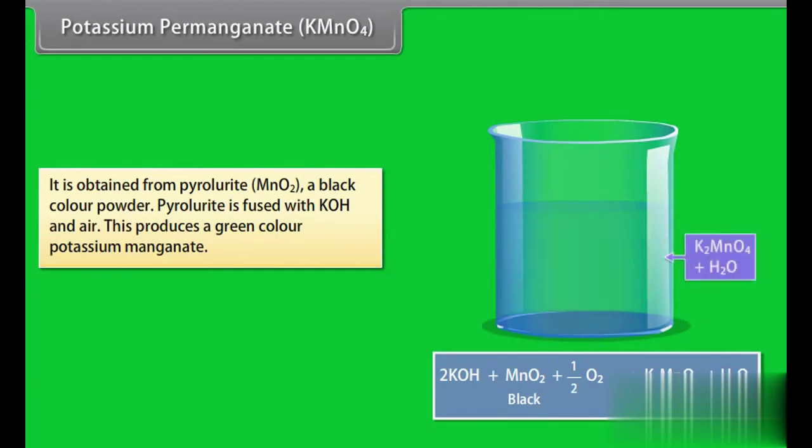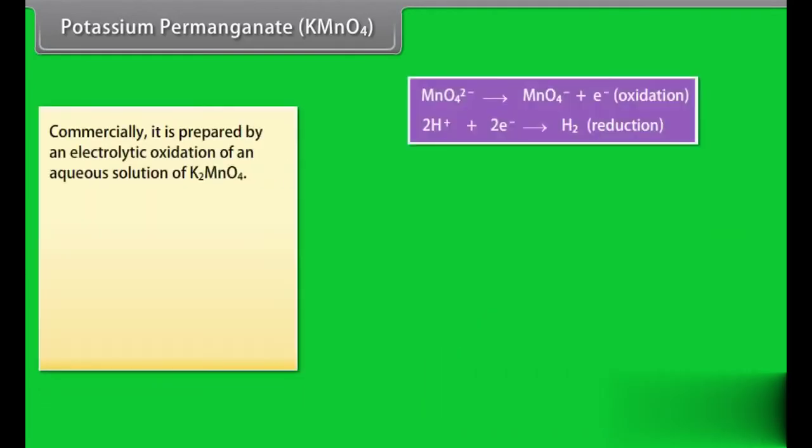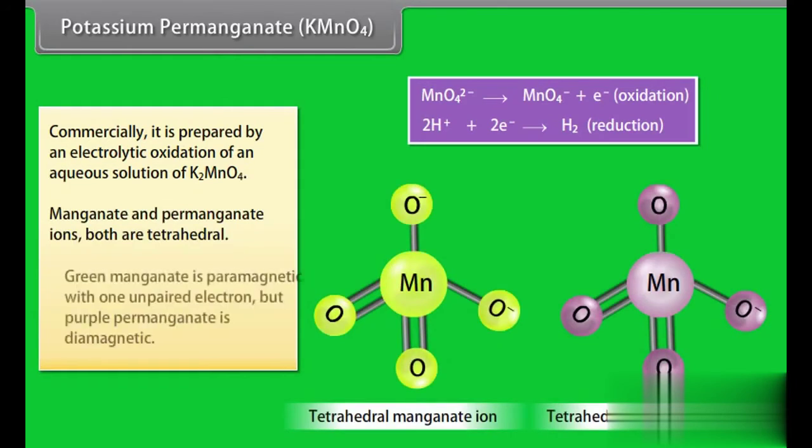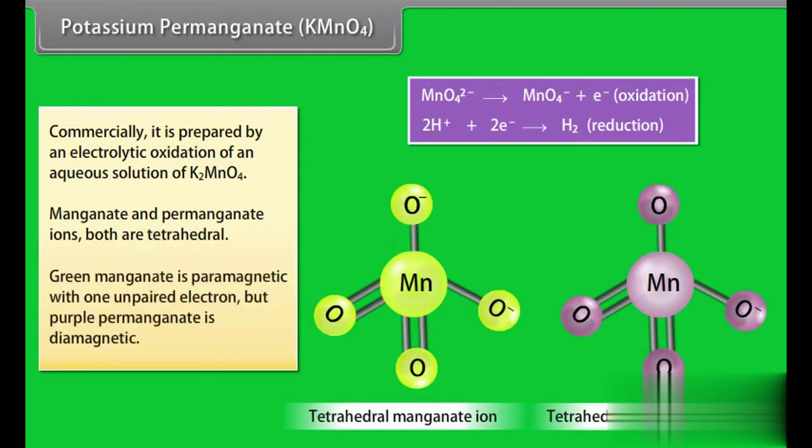This produces a green-colored potassium manganate. Commercially, it is prepared by an electrolytic oxidation of an aqueous solution of K2MnO4. Manganate and permanganate ions both are tetrahedral. Green manganate is paramagnetic with one unpaired electron, but purple permanganate is diamagnetic.